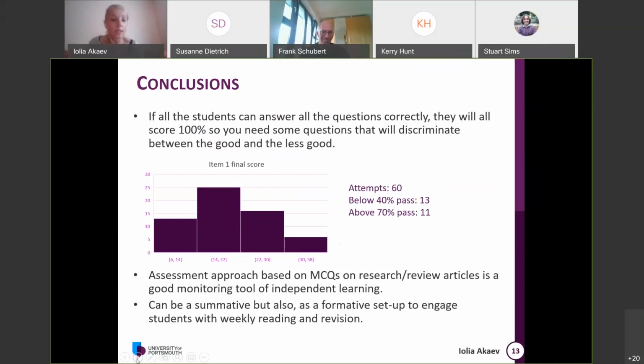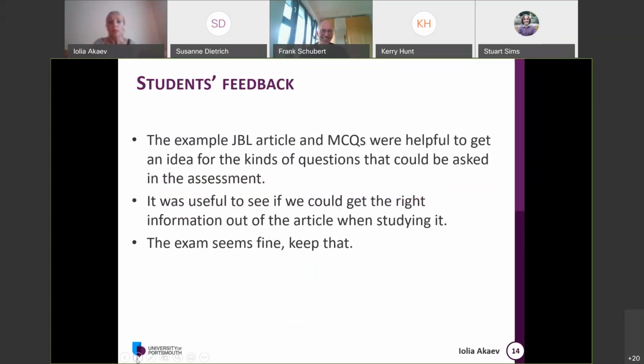And I also now have a last few pieces of feedback from the students. The example journal-based learning and MCQs were helpful to get the idea of the kind of questions that could be asked in assessment. Another said, I quite like this second one. It was useful to see if we could work out of the article by studying it, and then the exam seems fine, and they said we can keep that exam. I will keep this strategy, but not the exam. We'll change our assessment a little bit next year, but I will keep this strategy when I'm giving them extra reading on this one.